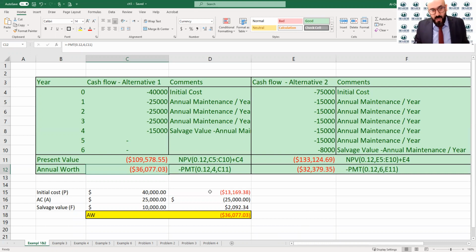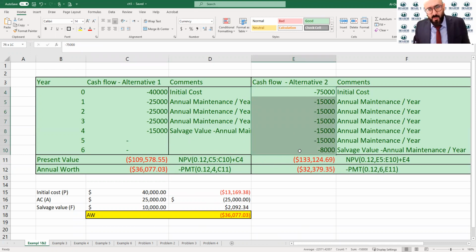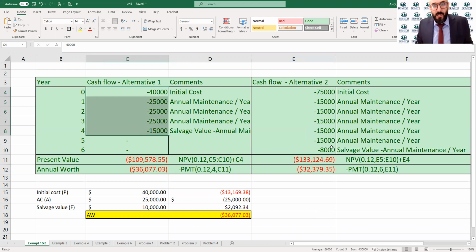And be careful, do not use the present worth. Some people would rush and make a decision saying, well, alternative 1 is less expensive based on the present worth, 109,000 versus 133,000. However, this is not a fair comparison because this will last for 6 years versus alternative 1 will last for 4 years. If you really need to do the present worth, you have to do the least common multiplier technique and have an equal life for both alternatives, then make the decision.